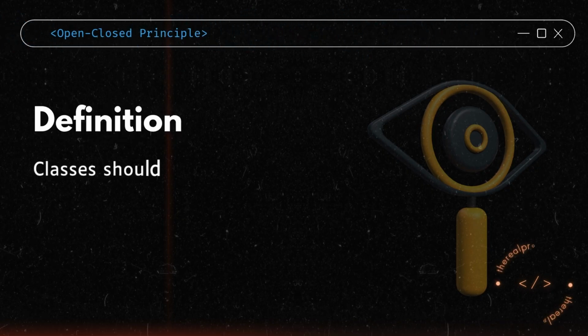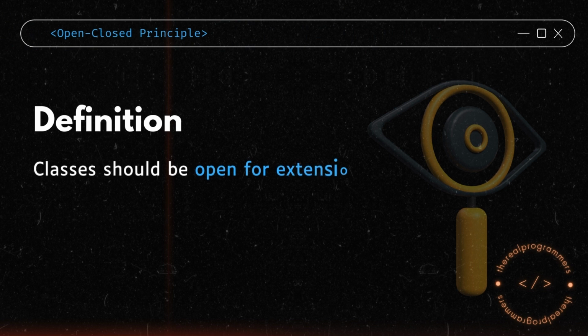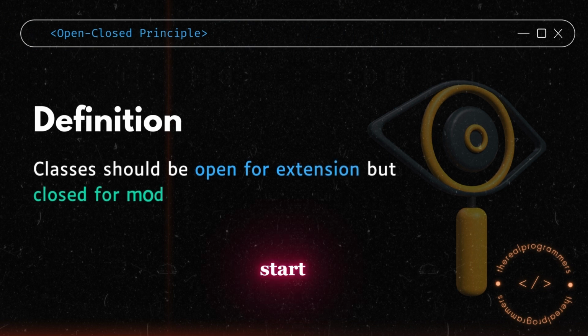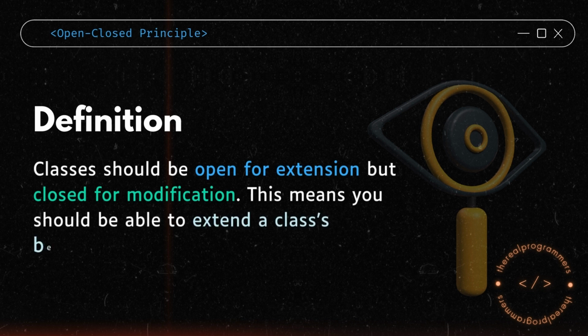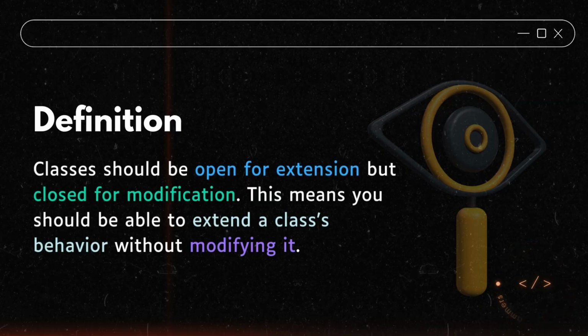The next principle we will be talking about is the Open Closed Principle. Let's start with the definition. The Open Closed Principle states that a class should be open for extension but closed for modification, meaning that you should be able to extend the behavior of a class without modifying it. Let's understand this with the help of some code.